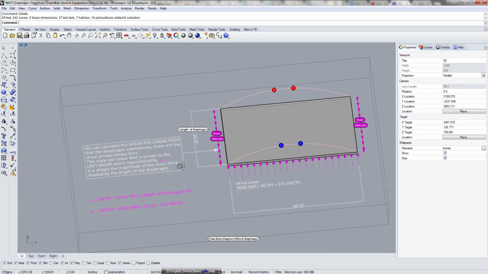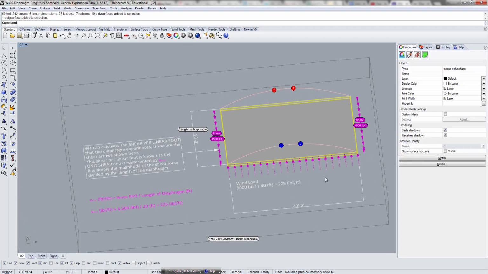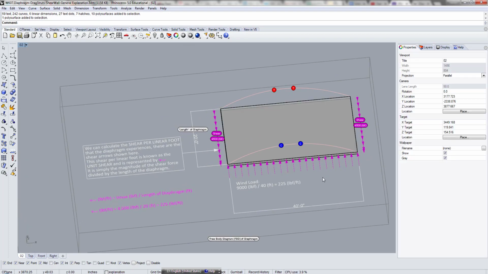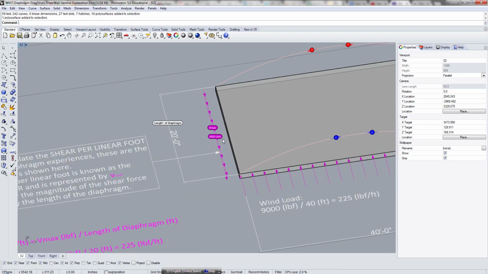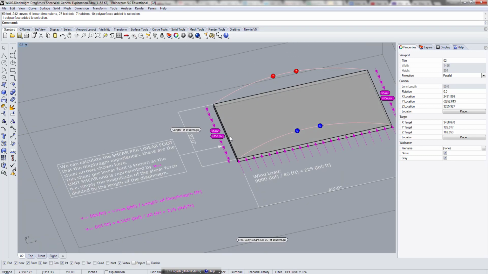All right, so if you look at this one, again, we're zooming into this diaphragm. The class is till 11:45, right? So I think we can finish slightly early. Anyway, we can actually calculate the shear per linear foot, which is an important concept.